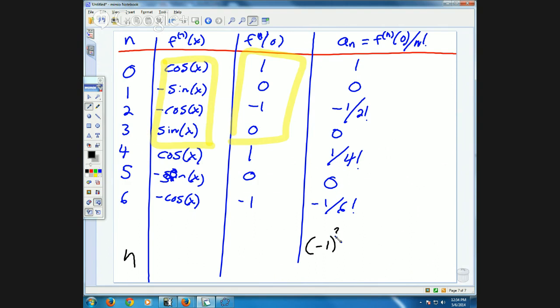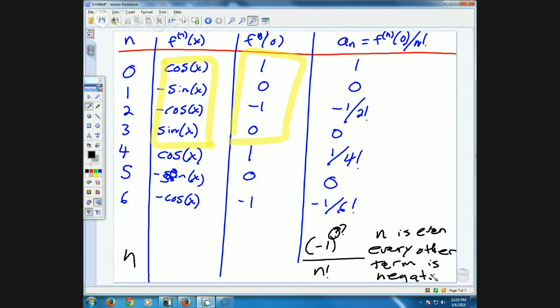2 times something. Now here, if I could do this, I could just call it n factorial, and as far as the question mark goes, I could just make a comment: n is even. Now that alternation here is a little bit of a trouble. Every other even term is negative. I can put it in words. Every other term is negative, right?